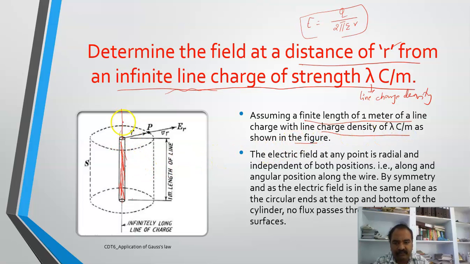For this line charge, how will the electric field be? The electric field will be radial in nature, right? If I take this bottle as a line charge, the electric field will be coming out of it in all the directions. So it is considered to be a radial field coming out of the conductor, in all the directions.